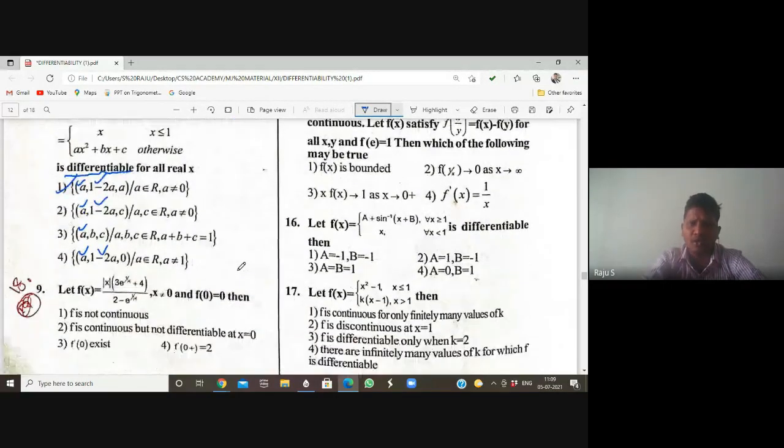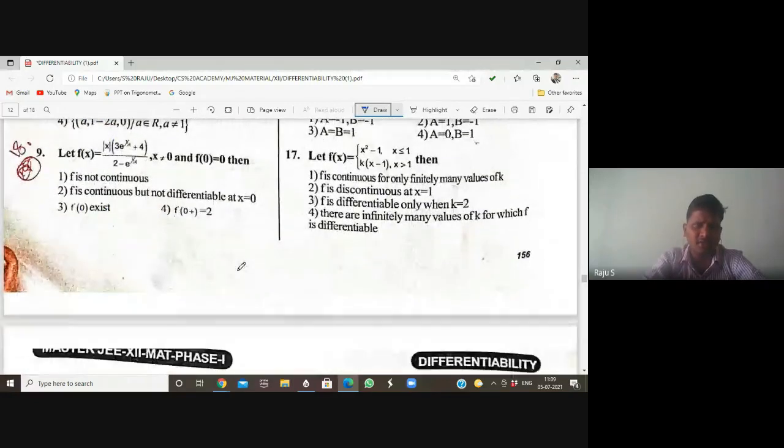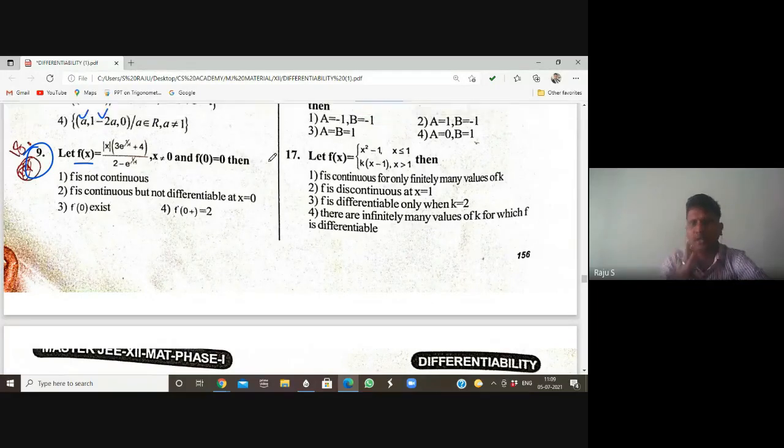Simple question. Use both conditions, continuity and differentiability. Coming to the next question. Ninth one, f of x is given as modulus x. Modulus x means you should take two conditions, one is less than 0, one is greater than 0. Then f of 0 is clearly given as 0. Then f is continuous, but not differentiable.